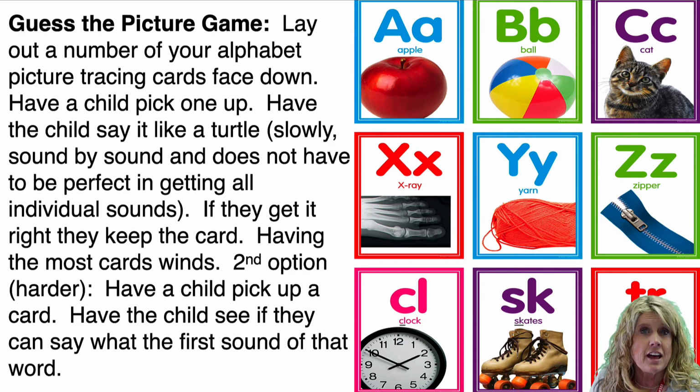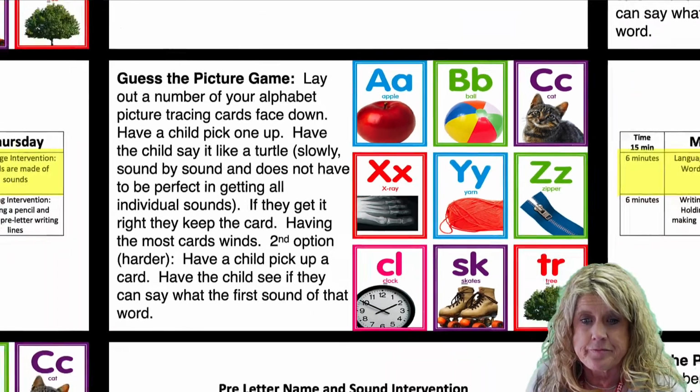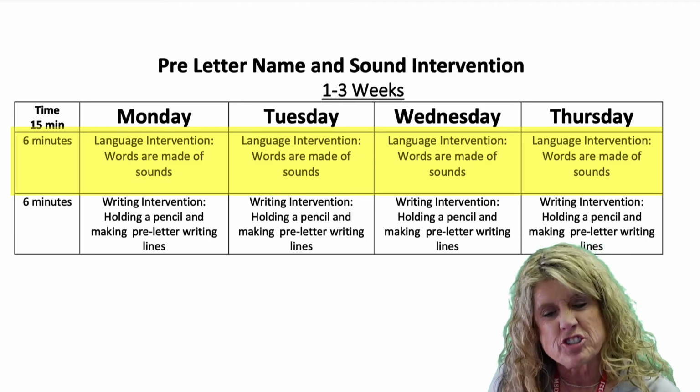Now, you can do this another way. You can make it a little bit more difficult if when they pick the card up, they just tell you what the first sound of that word is. So if they get the apple card, they have to say ah. They don't need to know that it's an A, and A says ah as in apple. They just need to be able to hear that first sound. Start segmenting that first sound. Okay, so that's the first routine.